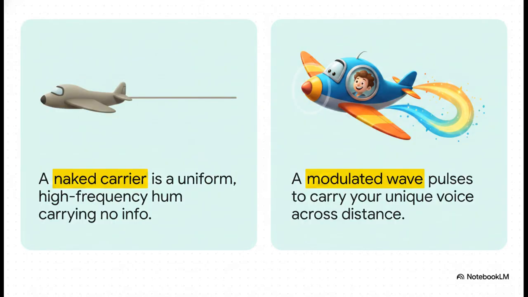To understand why this is so brilliant, just contrast a naked carrier wave with a modulated AM wave. A naked carrier wave is just a uniform, high-frequency hum. Its peaks are all the exact same height. And because it never changes, it carries literally zero information. It's an empty airplane flying at a constant altitude. But the modulated AM wave, it dynamically changes its amplitude. It pulses up and down. Those specific variations in the height of the waves are precisely what carries your unique voice across the distance.